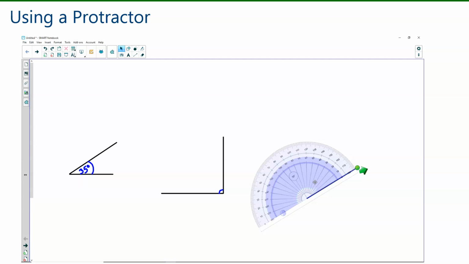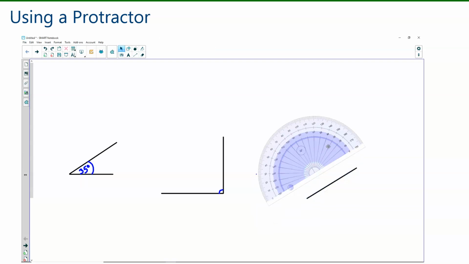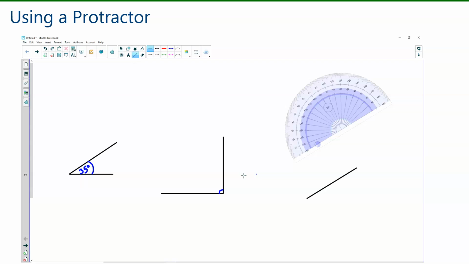So here we go. Now say I want to draw an angle 122 degrees. I'll use the inner angle measurements, find 122, and put a dot. Now I'll connect those and label the angle 122 degrees.